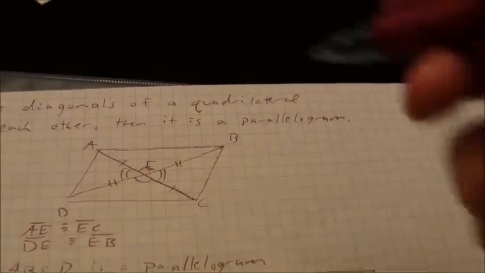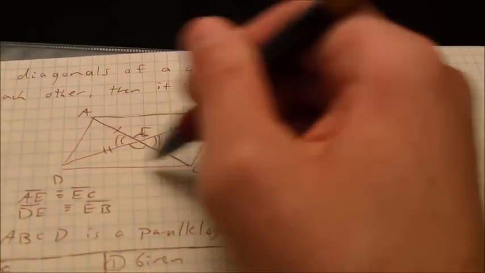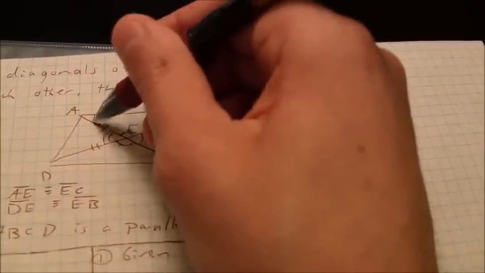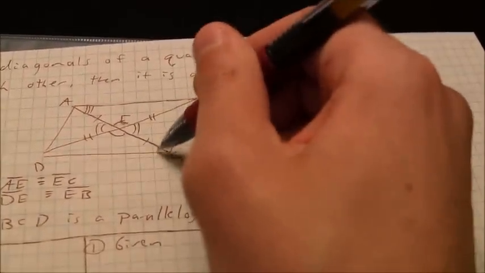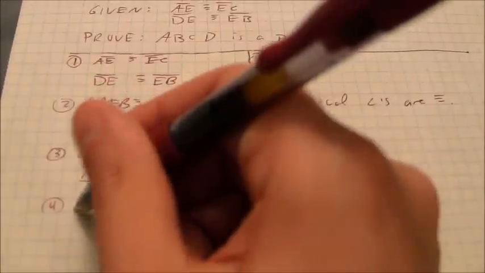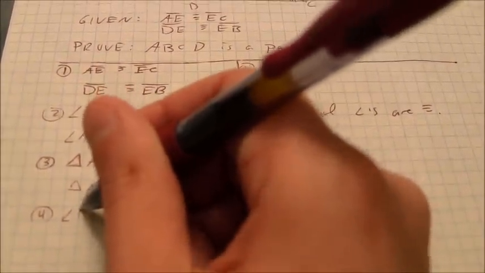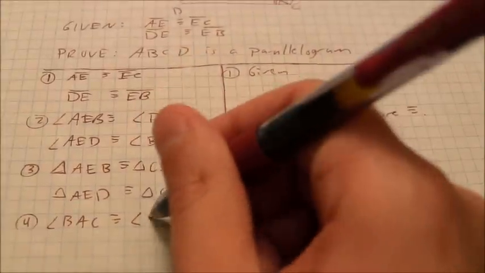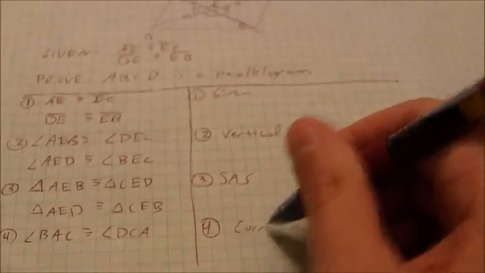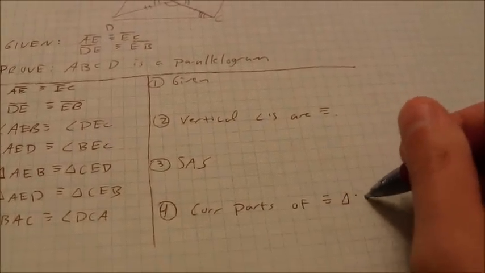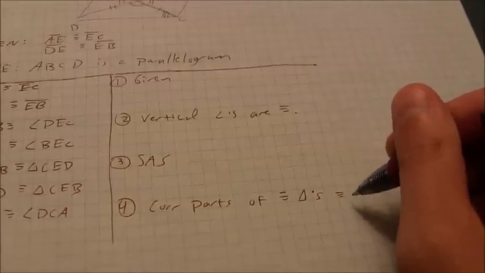What I'm going to do here is I'm going to show that the alternate interior angles forming this Z shape here are congruent. That angle there and this angle down here, and that's going to prove AB and DC parallel. So angle BAC is congruent to angle DCA. Those are corresponding parts of congruent triangles are congruent.